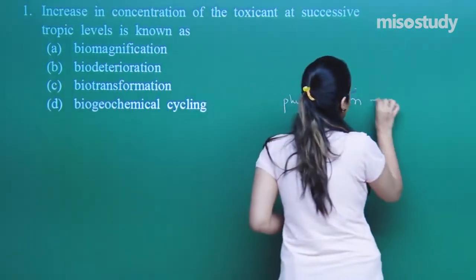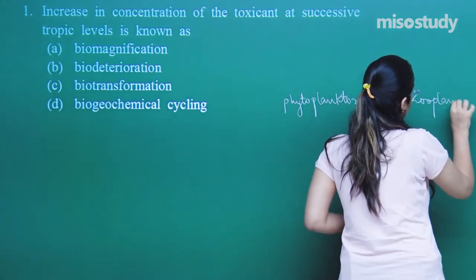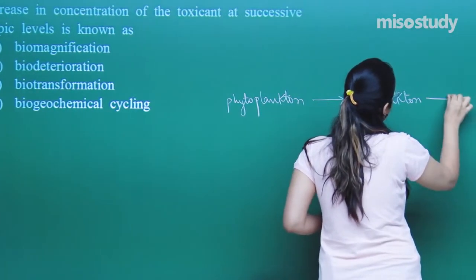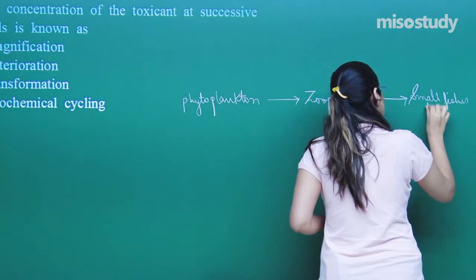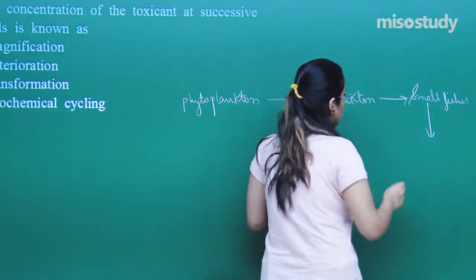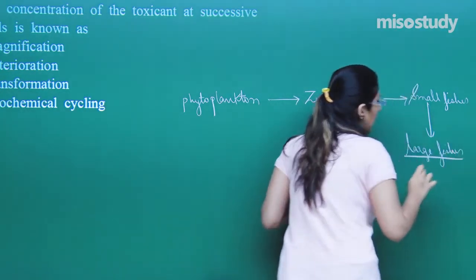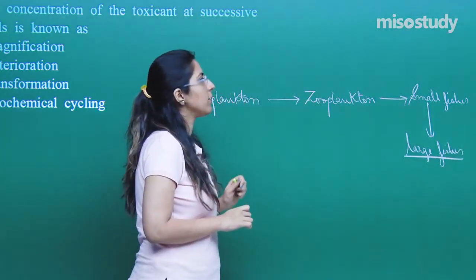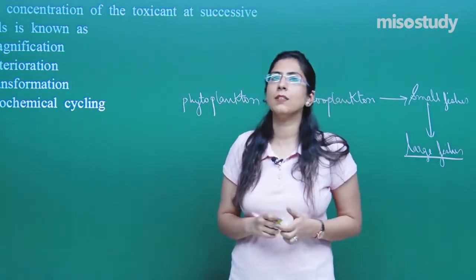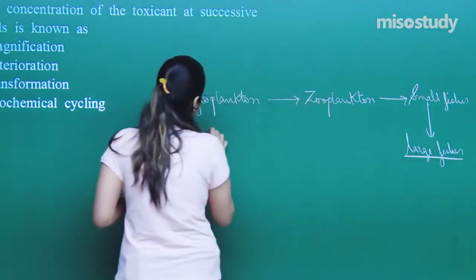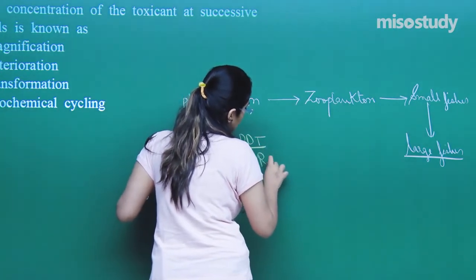Let's take another example. Phytoplankton are fed upon by zooplanktons. Zooplanktons are fed upon by small fishes. Small fishes are fed upon by large fishes. This is how a whole cycle goes on, starting from the phytoplankton, zooplankton, small fishes and the large fishes. Now there is one problem which is associated with major chemicals, that is they remain persistent in nature. For example, DDT. The problem is that they remain persistent.